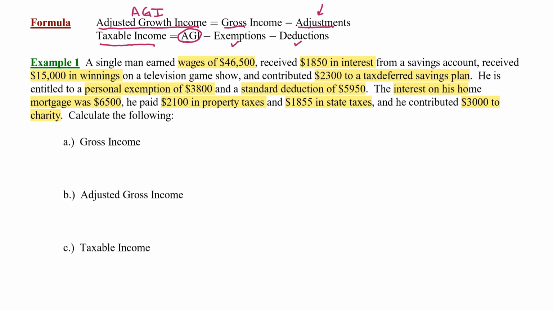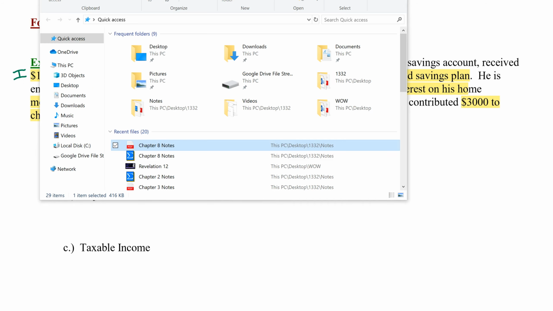His gross income is going to be the sum of the income from all different sources for the year. So he has wages of $46,500, that's income. $1,850 in interest from a savings account. Notice that is interest that he is earning, not paying. On a savings account, he is earning interest, so that's part of his income. He received $15,000 in winnings on a TV game show. So all of those comprise his gross income.